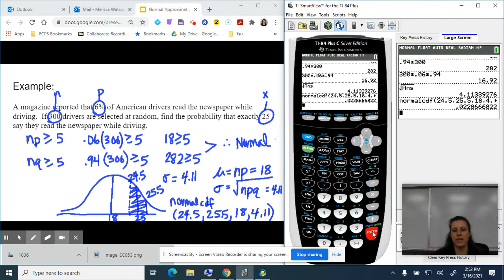And we get a probability of 0.0229. Again, I rounded that to 4 decimal places. That is pretty typical for probability answers.